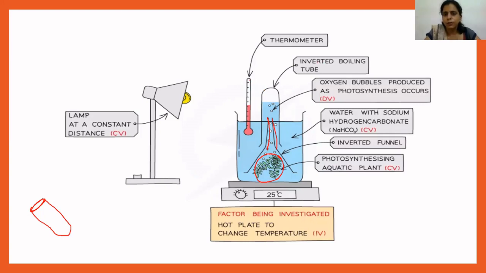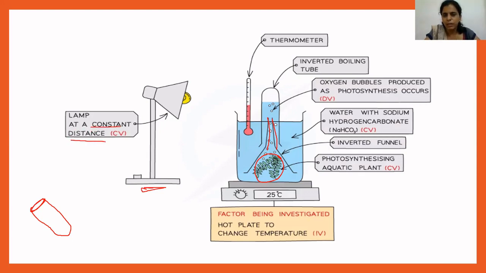Next, you have to use a thermometer just to check the temperature of the water, whether throughout the experiment, or throughout taking the reading, the temperature of the water is maintained constant or not. And in order to perform photosynthesis, you require a continuous supply of light. So we are using here a table lamp as a source of light. And this table lamp is actually placed here at a constant distance.